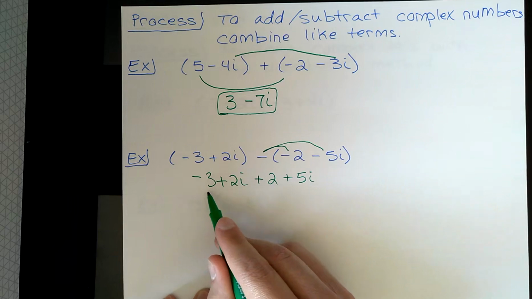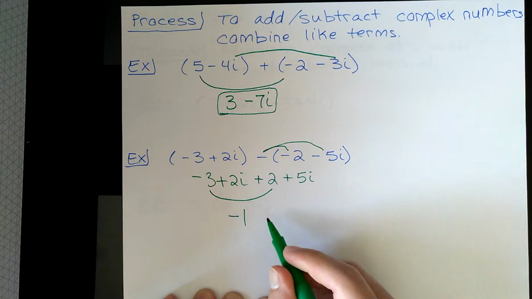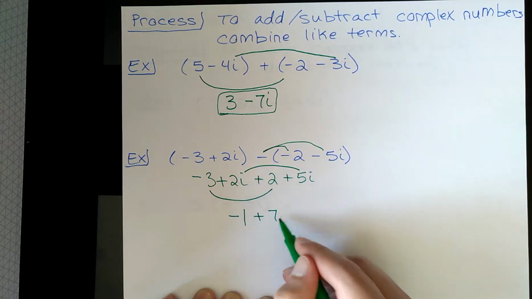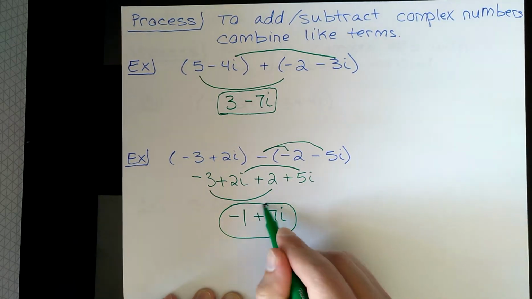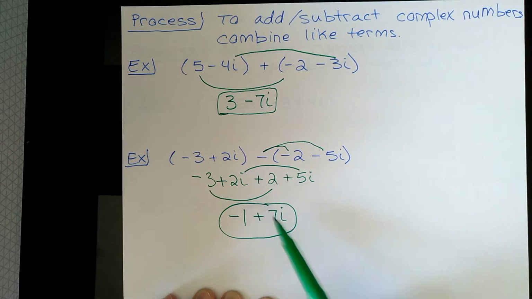And from here we combine our like terms. Negative 3 plus 2 gives us negative 1. 2i plus 5i gives us plus 7i. And that is our complex number from what we originally started with.